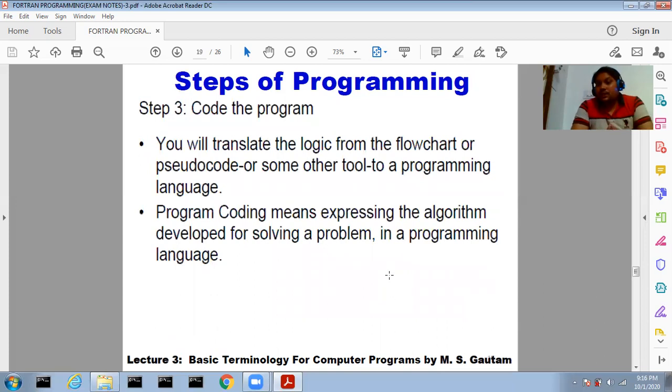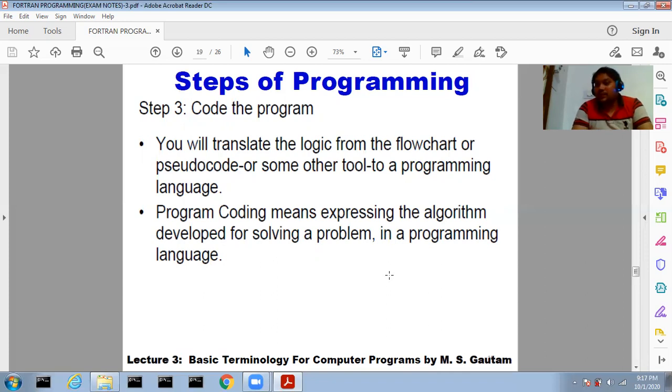Then if we are able to define the problem, and if we are able to plan the solution, then our problem can be converted into source code. Coding means conversion of our problem into machine language, so that the computer can understand and do a particular job. Coding of a program means translating the logic from the flowchart or pseudocode to a programming language. So at this step, you can use any type of language.